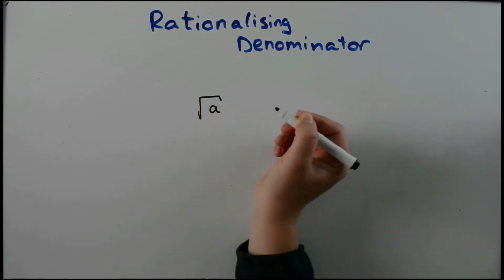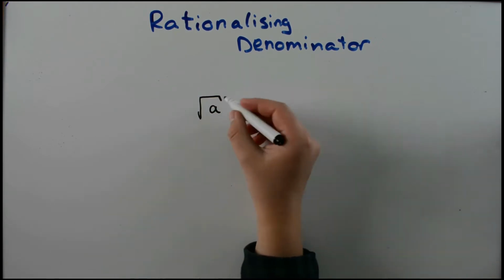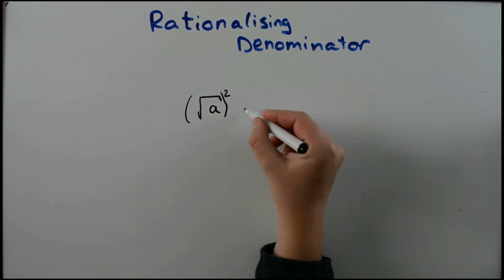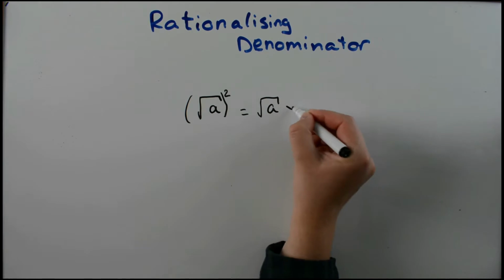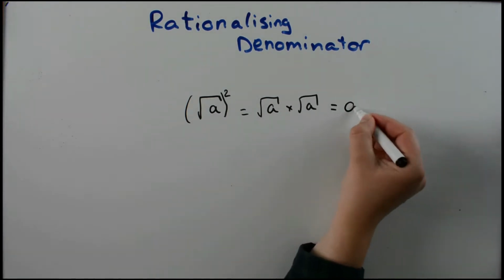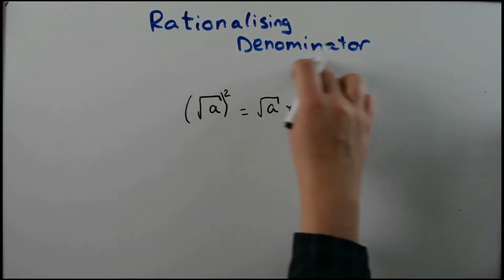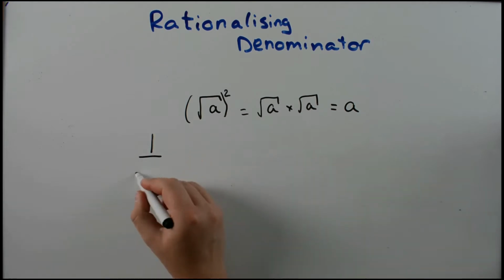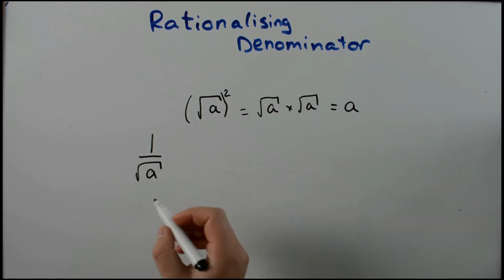Well, here we go, square root of a. To get rid of the square root, all you need to do is square it. That becomes square root of a times square root of a, and that is just a. So now we can rationalize our first denominator. So the example is 1 over square root of a.